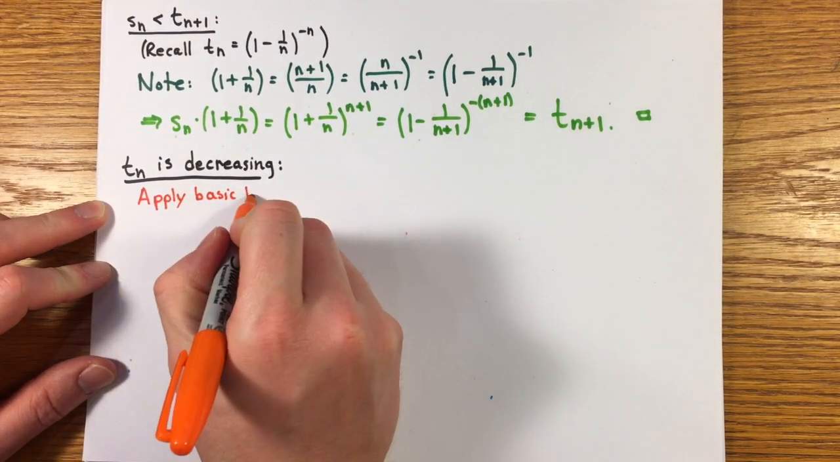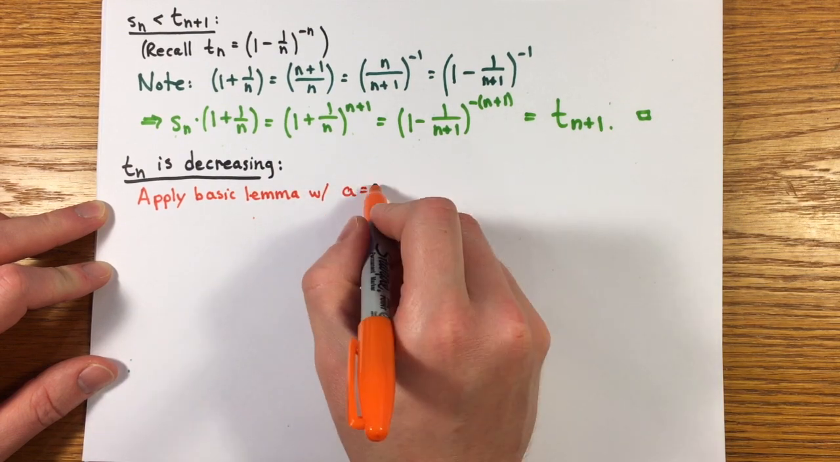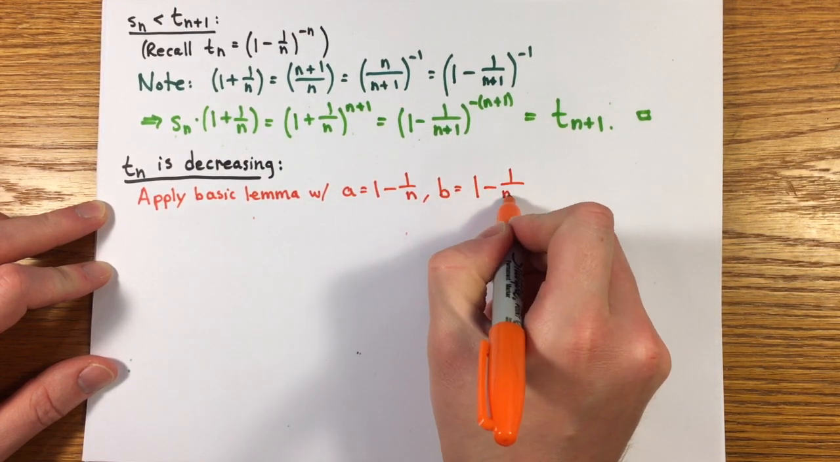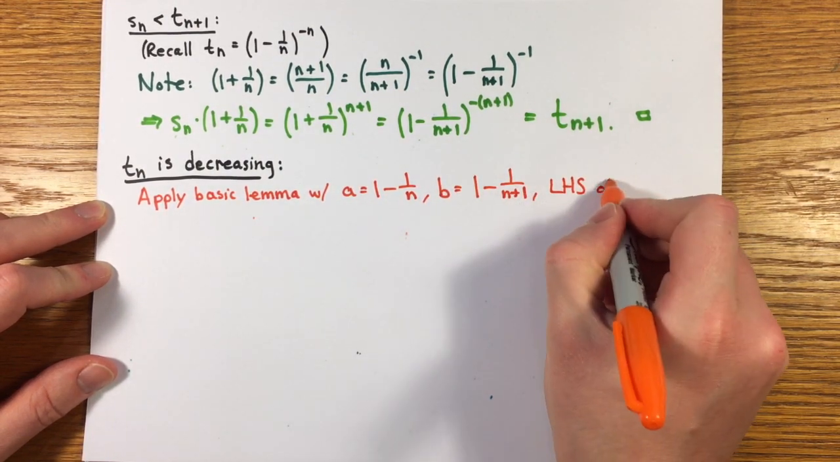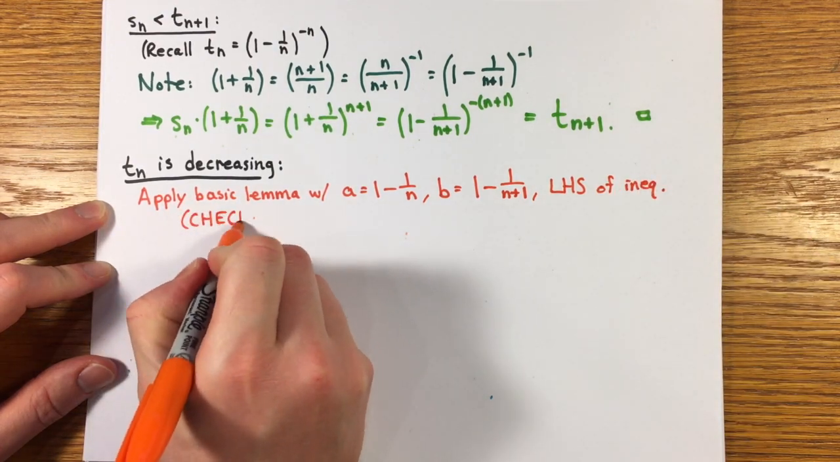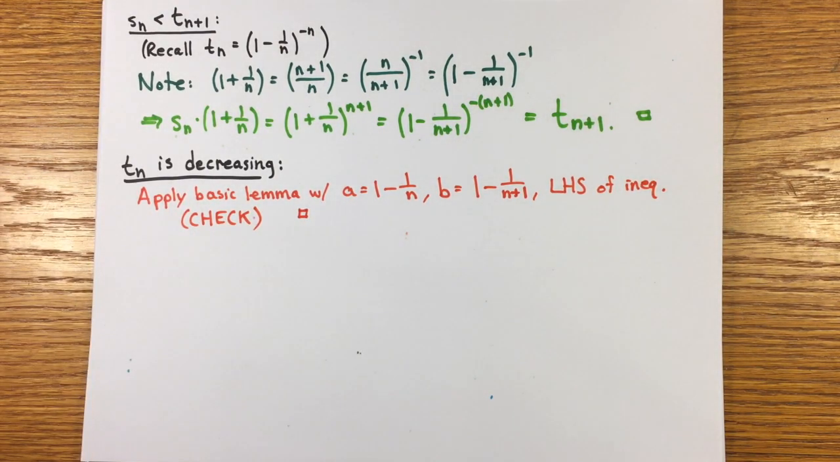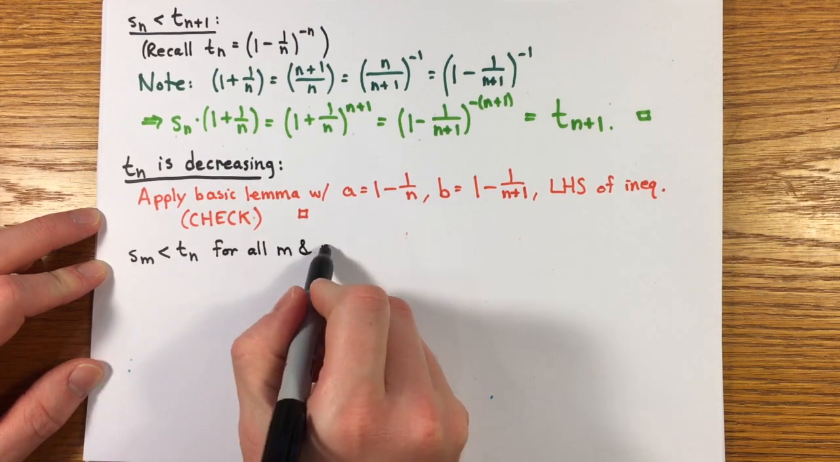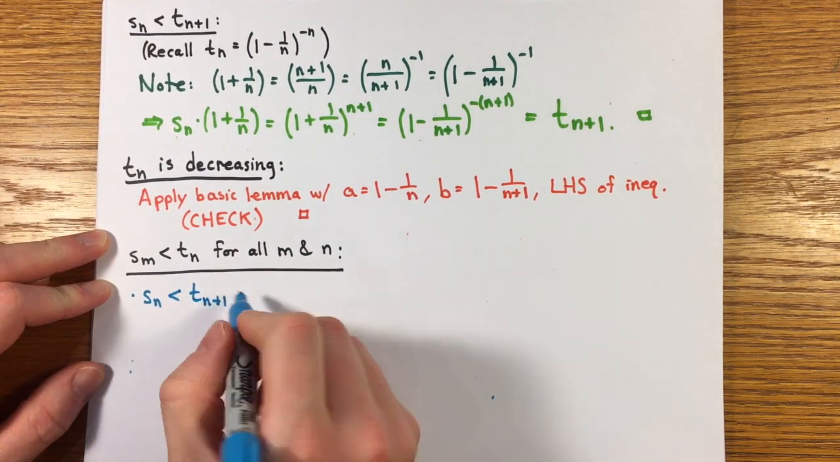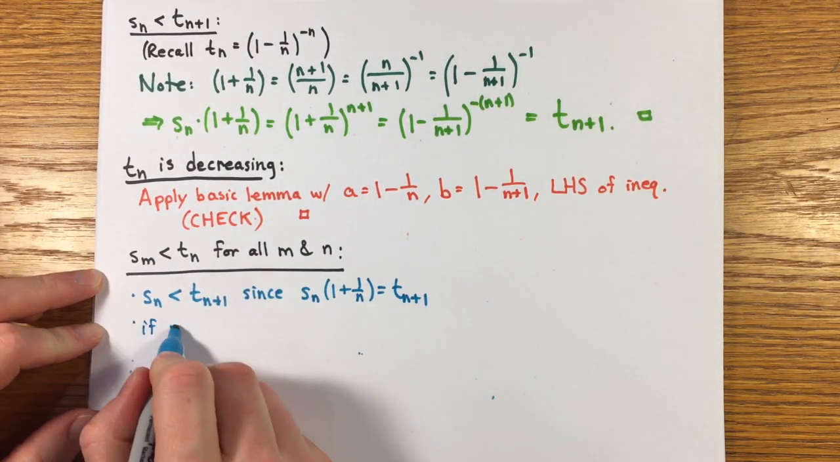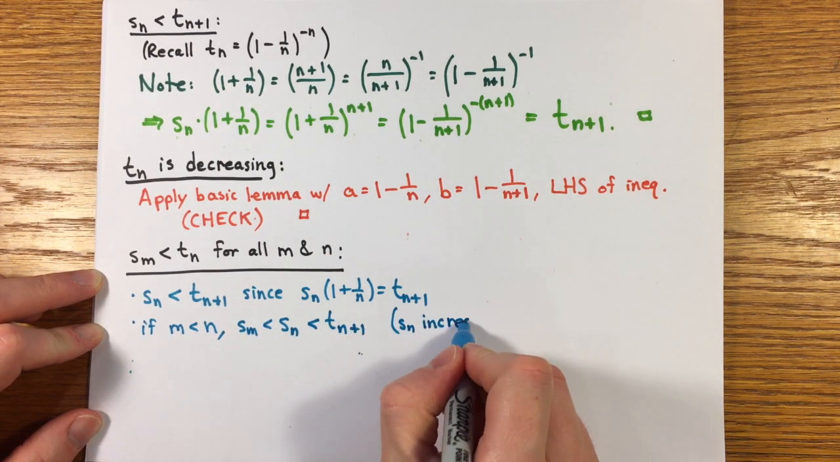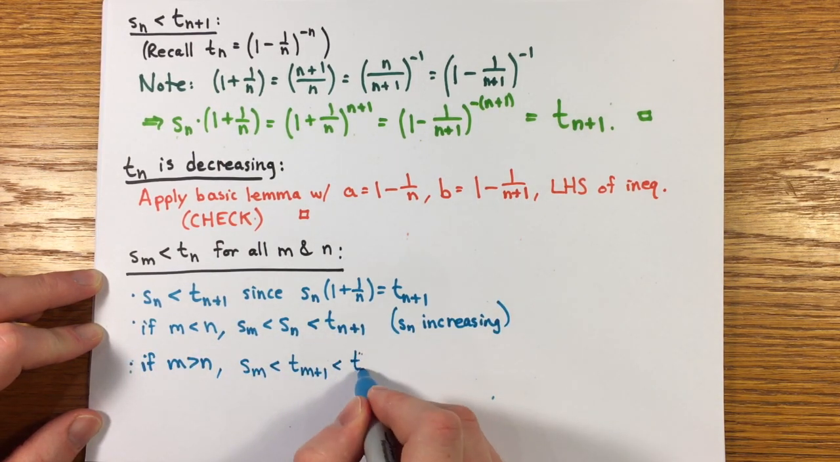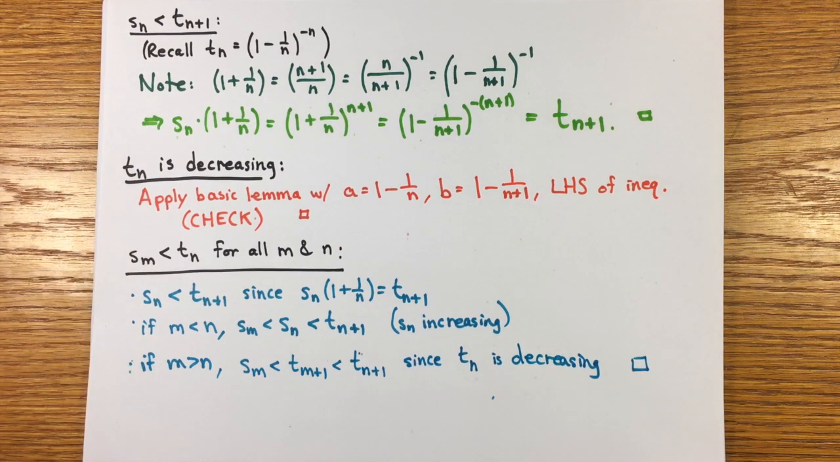You can show that t sub n is decreasing by applying the key inequality on the left with a equals 1 minus 1 over n, b equals 1 minus 1 over n plus 1. That's another exercise. I find this a lot easier than trying to show that (1 plus 1 over n) to the n plus 1 is decreasing when written in that form. Now it's not hard to show that every S sub m is smaller than every t sub n.